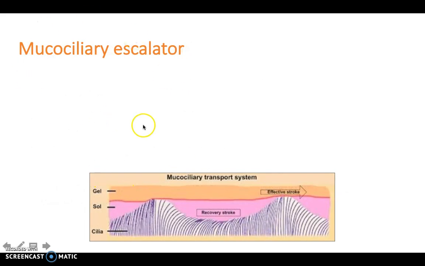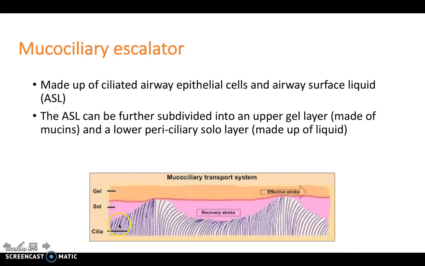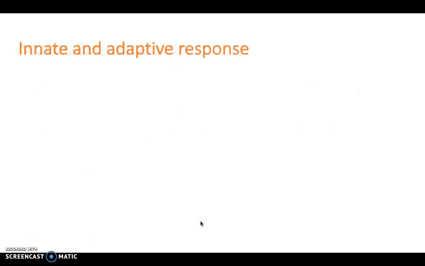So mucociliary escalator essentially looks a little bit like this. You have a base layer here of cilia, and then we have a layer of sol and gel. Essentially the sol is the lower layer, which is made up of the liquid, and the gel layer, which is on top, is made up of mucins. So this is the airway surface liquid, and altogether it should be about 7 micrometers. We aim to keep it around this level in order for it to function adequately.